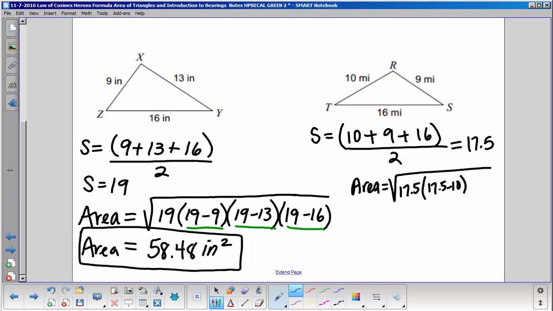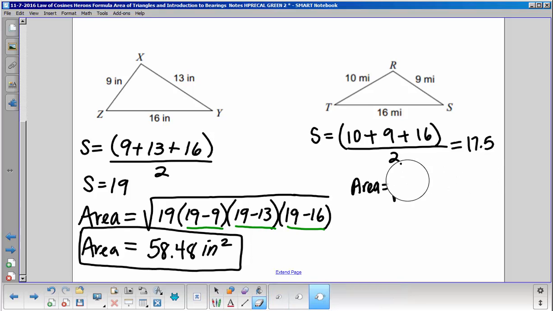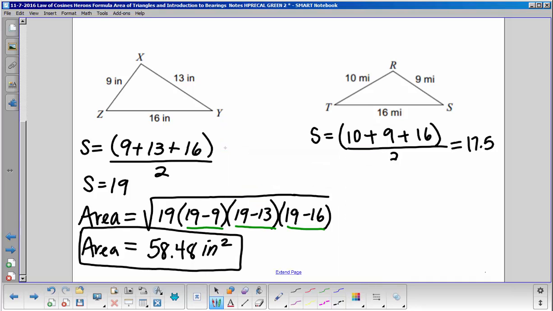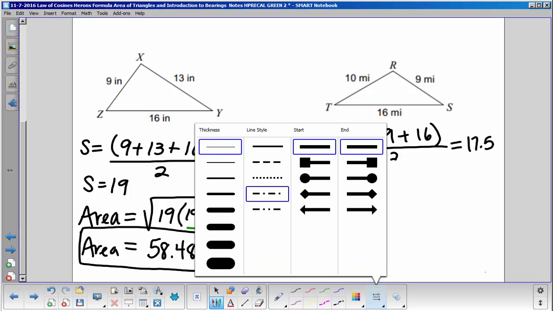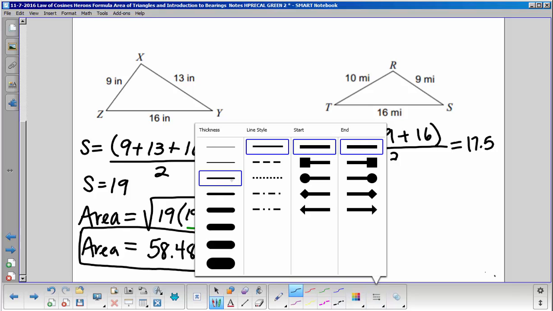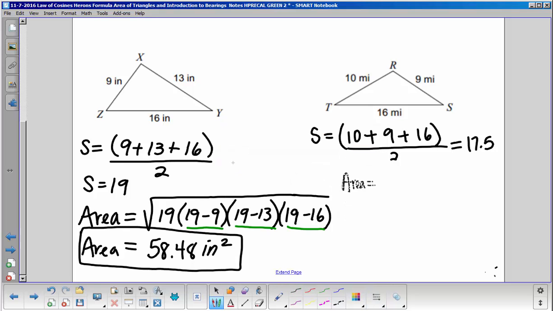17.5 minus 10. I'm going to run out of space, so I'm going to write smaller. Area, ooh, I don't need to write that small. That was a little intense. Oh, that's better. That was weird.